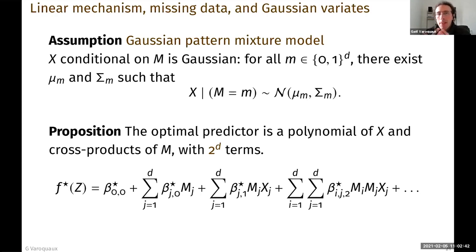Now if I'm in this setting, then we can show that the optimal predictor is a polynomial of x and cross products of m. The problem is that this polynomial has 2 to the power d terms. The optimal predictor is really given by a linear function of m, to which I will add the combination of m and x, and then I need to add the two-term combinations of m and the x's, and each time I have different model coefficients. We can immediately see the problem: we have 2 to the power d terms. So this is a fairly complicated expression.